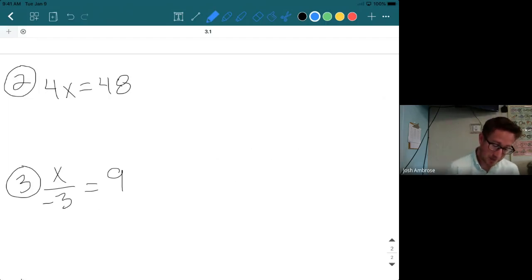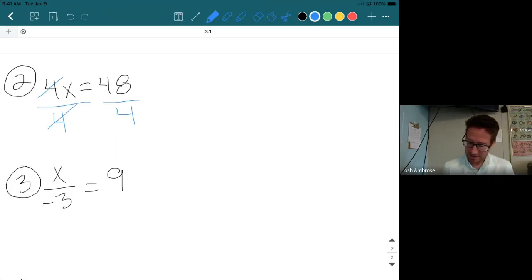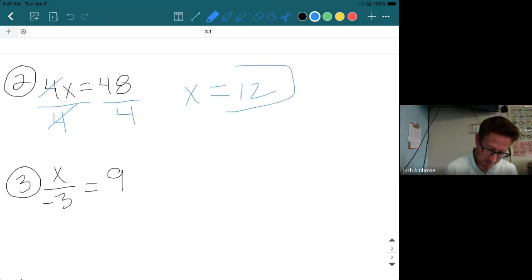Okay, here's what they give you. 4x. What does 4x mean? It means multiply. So what's the opposite of multiply? Divide. So divide both sides by 4. That isolates the x value right there. And then you're looking at a 48 divided by 4. Okay, and both are positives. So the answer stays as a positive. X equals 12.